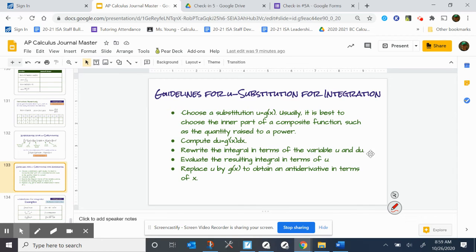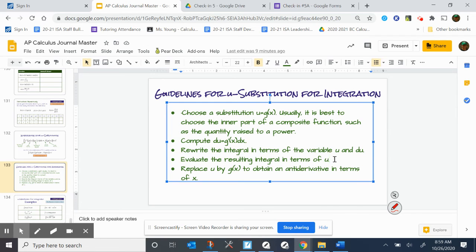Then you will evaluate the resulting integral in terms of u. So you're just going to take the antiderivative. So that's either using the power rule or any of the integrals off of your reference sheet. Very last step, you've taken the integral and you've put, I'm going to put it right here, plus c. And then you'll go replace the u with what it's actually equal to, and then you have the antiderivative. So those are the steps for u-Substitution.